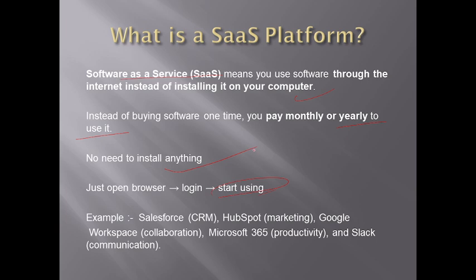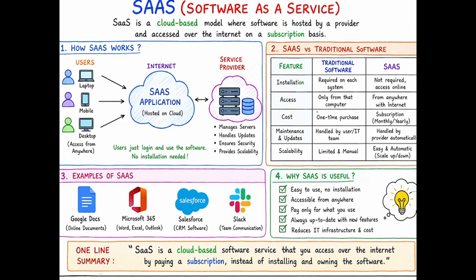In Commvault, I'm just talking about Commvault, you just need to log in on metallic.com. Many companies are already using this kind of platform, like Salesforce, HubSpot for marketing, Google Workspace, Microsoft, and Slack for communication. They are already using this platform, that is SaaS. Okay, let's jump to the next slide.